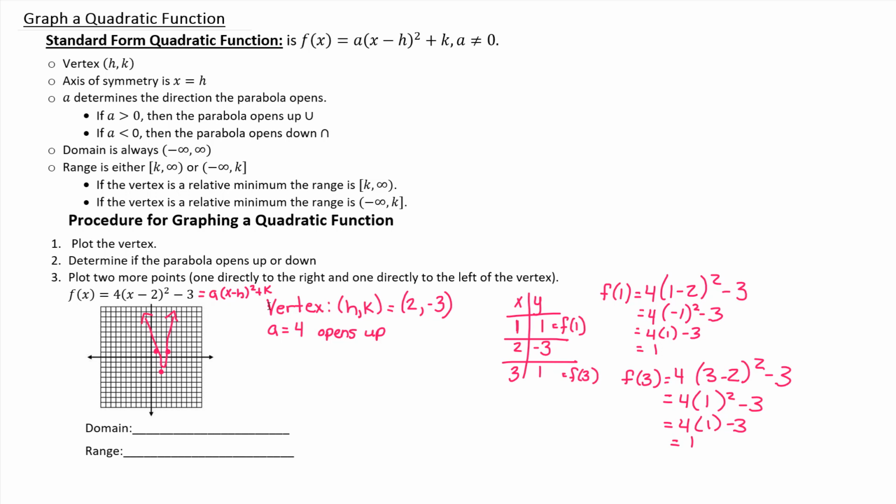As far as the domain goes, for a quadratic the domain is always all real numbers, and you can see as you go from left to right, every x is accounted for. Whereas for the range, it's going to start at your low point, and it's going to include that point. It's going to be your k value, which in this case was negative 3. If you had labeled that, it'd be more obvious. And then it's going to go all the way up to infinity. So that gives you your domain and your range. So that's graphing a quadratic function.